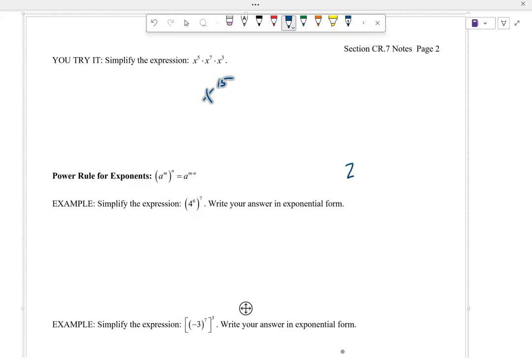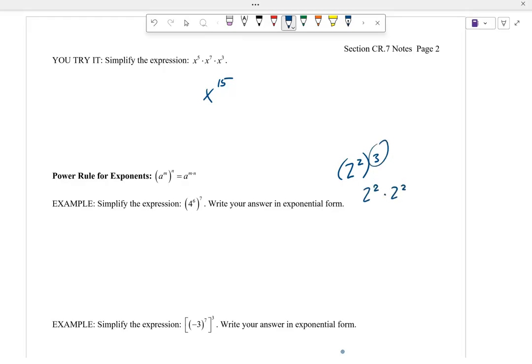So for example, if you got 2 squared to the 3rd, what that means is I have 3 sets of 2 squared. I have 2 squared times another 2 squared times another 2 squared. In other words, I have 6 of them. So you can just multiply that 2 and the 3. Power of a power is where you multiply those.